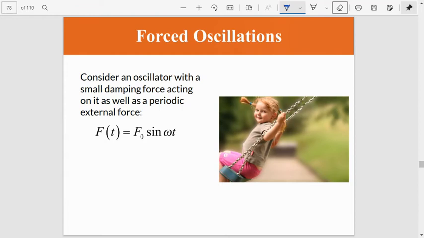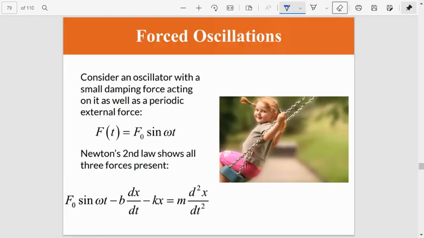So this is kind of like the idea we talked about where you're applying the force to a kid on a swing. Well, you're not always pushing them at certain times. In this case, you're always pushing them, just more or less over time. So in this system then, there's three forces present. There's the applied force here, or the external force.